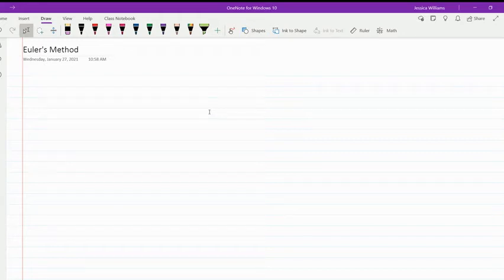Hi kids, happy Euler method day. Today we're going to talk about how to approximate differential equation solutions numerically.